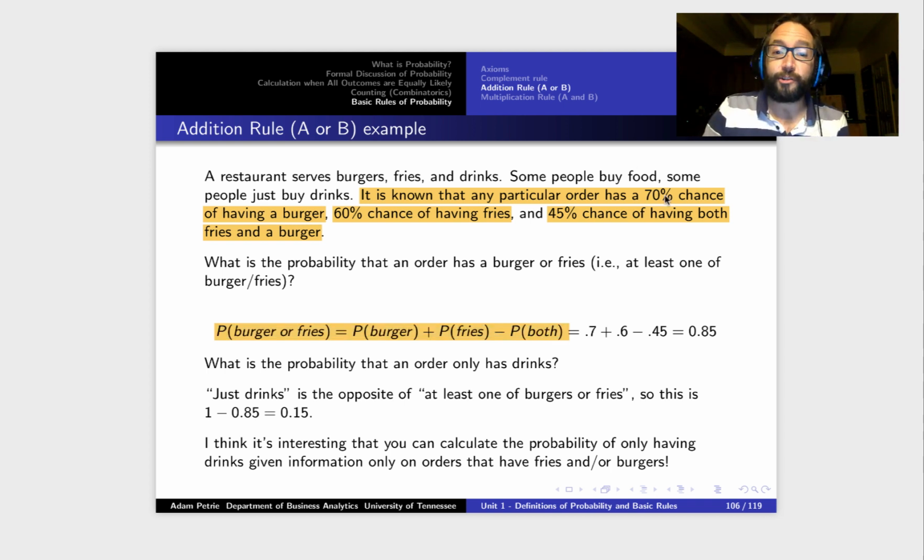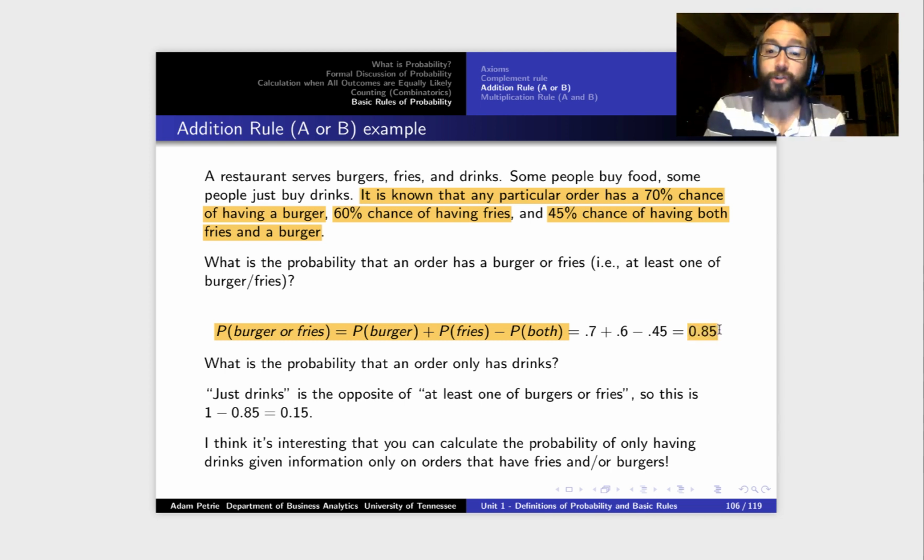So 70% chance of having a burger plus that 60% chance of having fries minus that 45% chance of having both. We have to give back that 45% because it would have been double counted. That 45% would have been counted twice when we added up the burger with the fries. And that works out to be 85%.